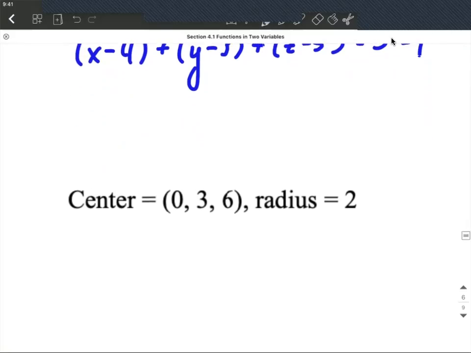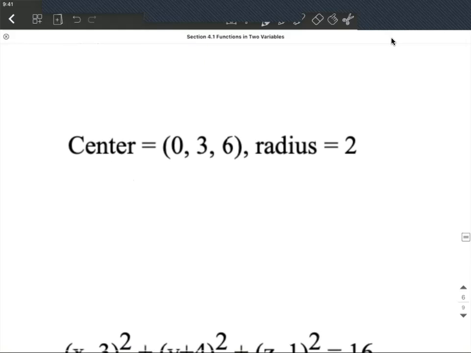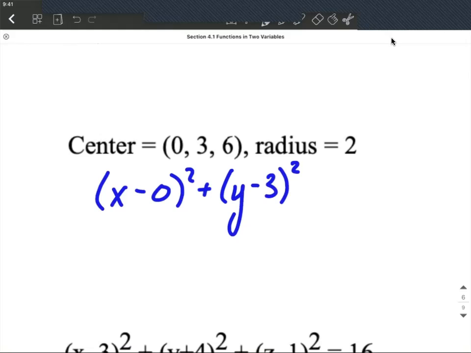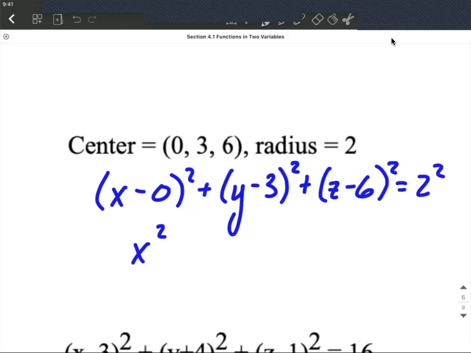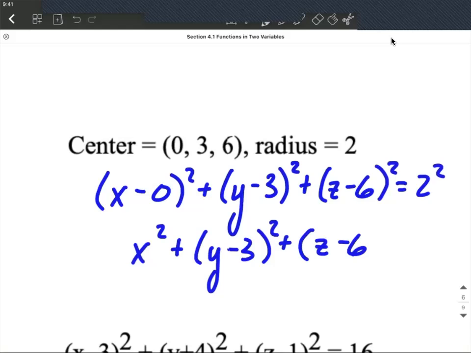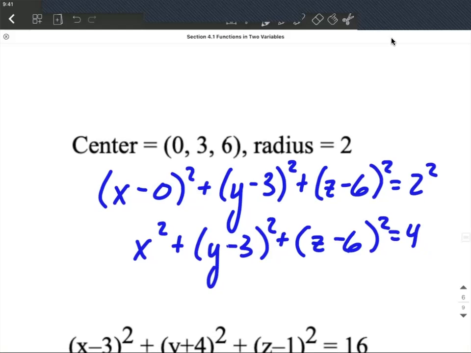What happens if one of them is 0 though? Well, it's (x minus 0) squared plus (y minus 3) quantity squared plus (z minus 6) quantity squared equals 2 squared. All right, that first term, maybe a little bit nicer answer would be x squared, but I'm not going to multiply out the (y minus 3) quantity squared or the (z minus 6) quantity squared. I'm going to leave those intact as they are inside parentheses.